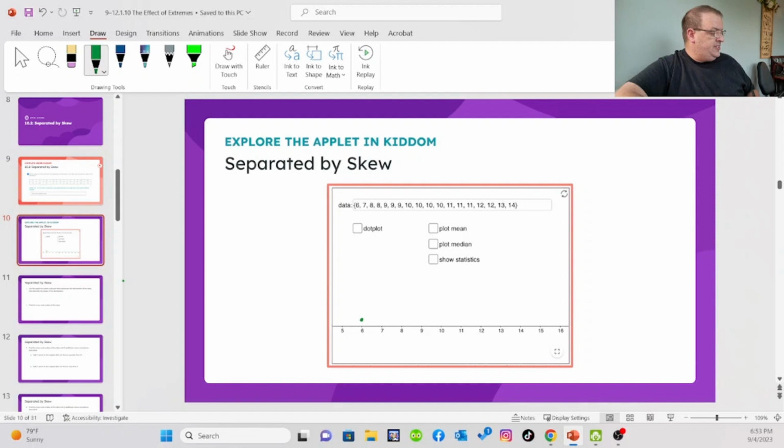So we have 1 six, 1 seven, 2 8s, 3 9s, 4 10s, 3 11s, 2 12s, a 13, and a 14. So this is what our dot plot would look like.